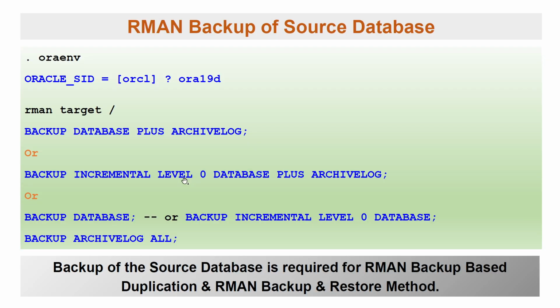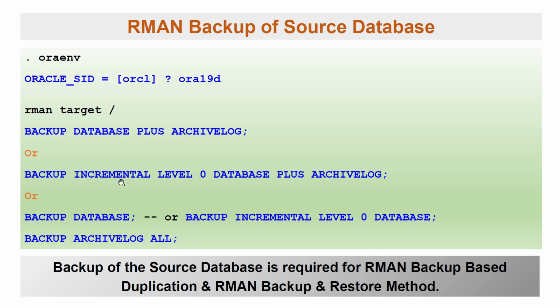Now, there are various methods of taking the RMAN backup. If you already have the RMAN backup, this particular step is optional. But if you don't have the backup and you want to know how to take it, these are some of the commands that you can use. Set the environment variable and then connect to RMAN target /, and you can say backup database plus archivelog, which will take the backup of the database along with archive logs, or you can say backup incremental level 0 database plus archivelog, which will take the incremental level 0 backup along with archive logs, or you can take the backup of the database or backup incremental level 0 database followed by backup archivelog all.